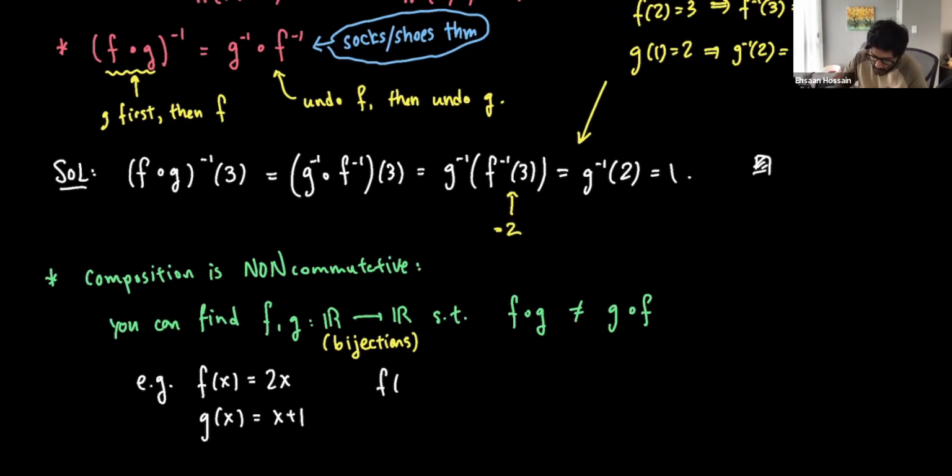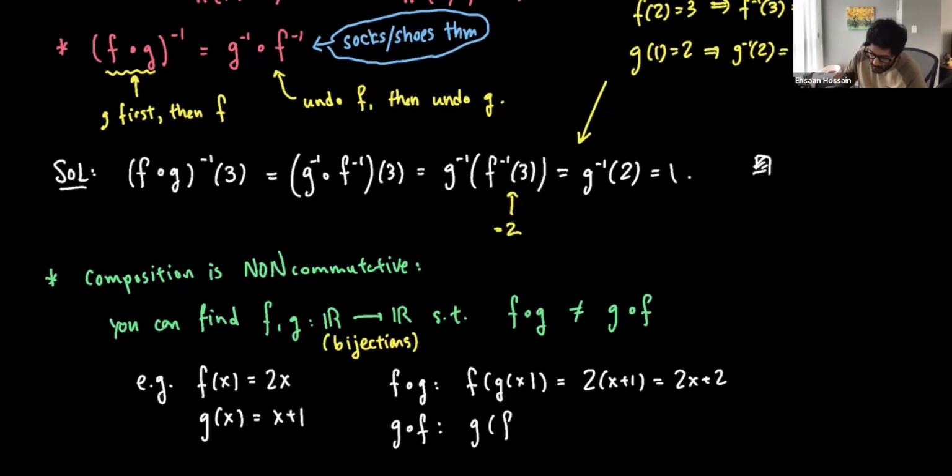If I want F of G, I would do this, f of g of x, which is f of x plus 1, which is 2 times x plus 1, which is 2x plus 2, okay? And if I want G of F, I'm going to do g of f of x, which is g of 2x, which is 2x plus 1. And you can see these are different.